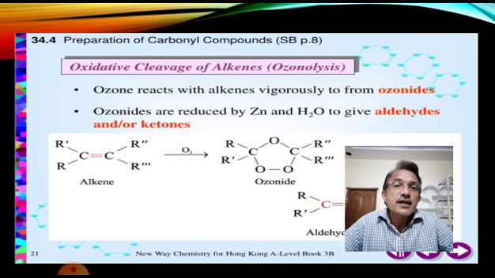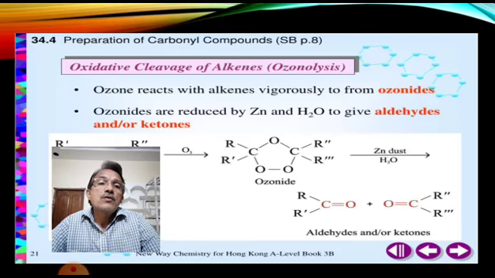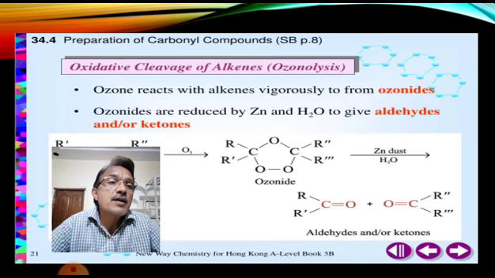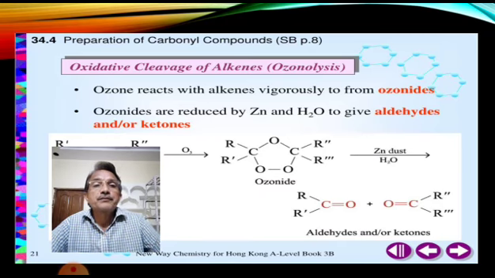In this process, an alkene reacts with ozone giving rise to ozonide, alkene ozonide. This ozonide is a cyclic, intermediate, unstable and explosive compound. Since ozonide is an unstable cyclic compound, it undergoes cleavage in the presence of zinc dust and water, giving rise to aldehydes and or ketones.